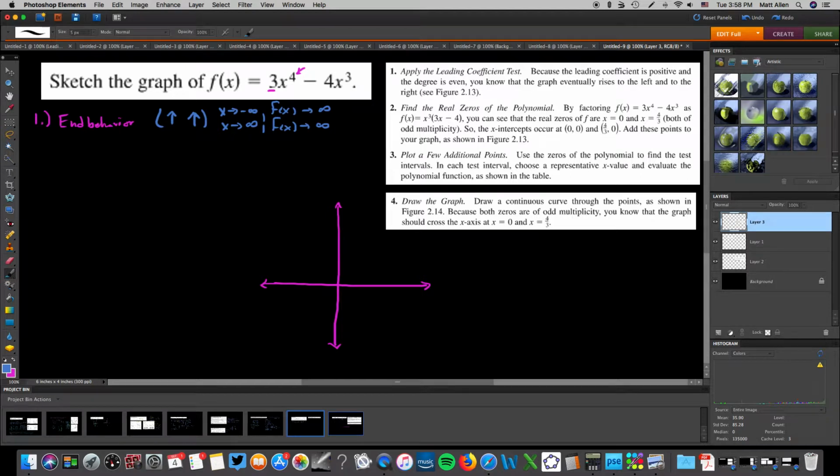Next up, I'm just going to put this on my grid here. It doesn't mean the graph goes through these arrows. It just means that on the left and right-hand side of my graph, I'm making a little indicator on my grid, on my quadrants here, that it's going to rise on both sides.